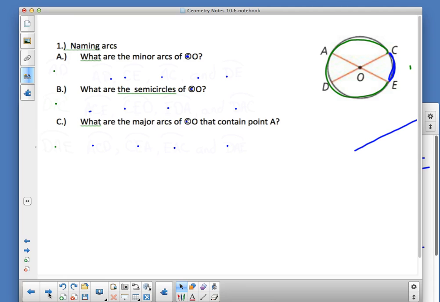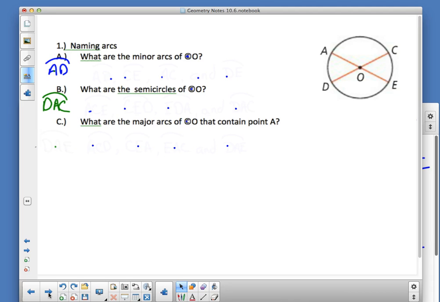Now, naming arcs. Again, a minor arc is like AD. A semicircle has the endpoints of the diameter in it and one other letter between them. So I'm going to give you an example, DAC. I got DC coming across here. Let me erase those so it's not confusing, because we used that for some questions people asked. I've got DC, and I could go DAC, I could go DEC.